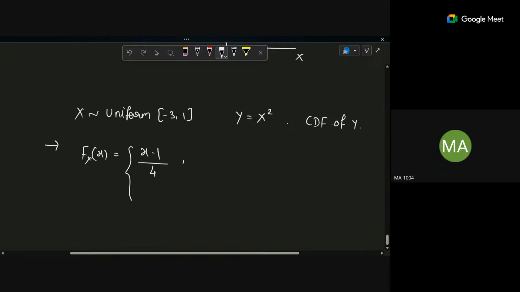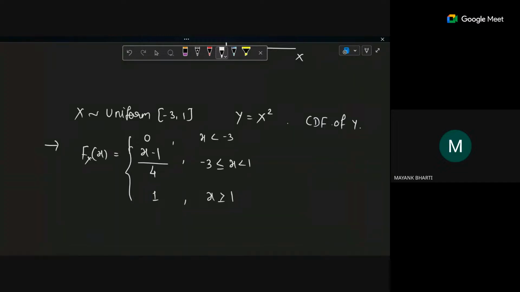Whenever your x is less than minus 3 it is 0, and 1 elsewhere, right? Ma'am, how did you put the equality sign on minus 3 to x and not from x to 1? I'm just a bit confused on the equality signs that have been put.